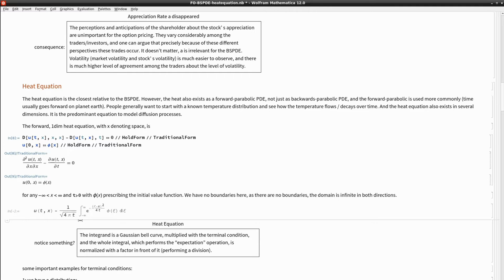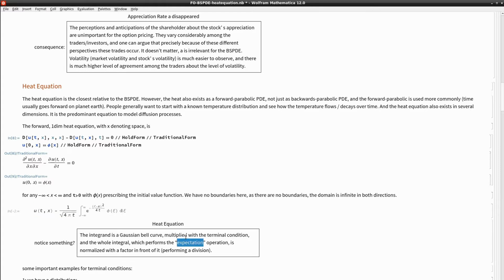This is how we do the Gaussian bell curve. Okay, I have summarized here. The integrand is a Gaussian bell curve multiplied with the terminal condition, or sometimes initial condition, doesn't matter. And the whole integral which performs the expectation operation is normalized with the factor in front of it. Right, here this is the normalization factor. And yes, I also emphasize that with this integration we also have an expectation operation.